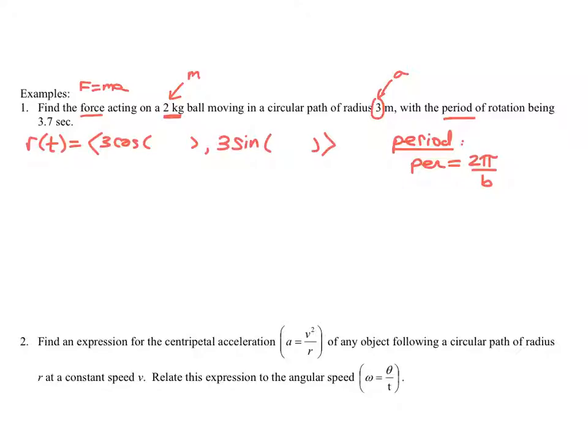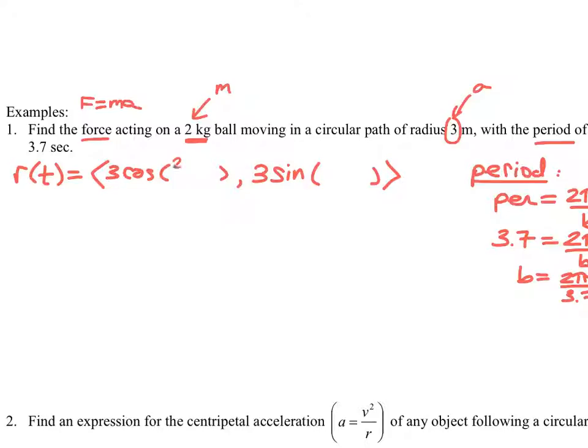All right, so they're telling us that the period is 3.7. That's going to make the b value 2 pi over 3.7. Since the general model is a cosine of bt plus c, plus d, this is telling us that my coefficient of t is going to be 2 pi over 3.7. So 2 pi over 3.7 t.